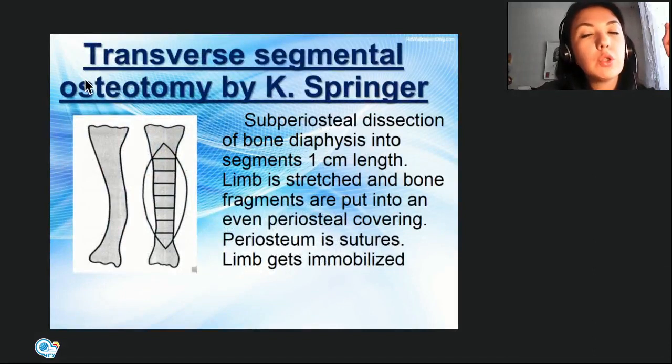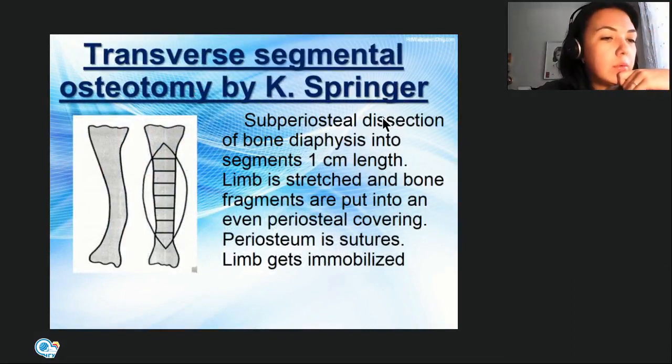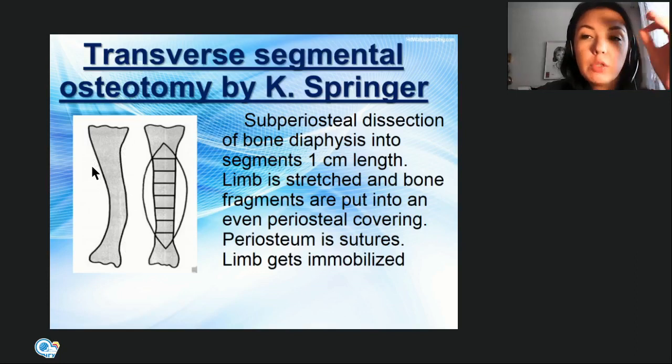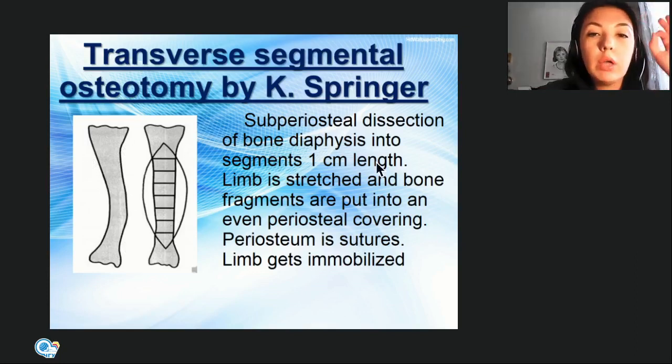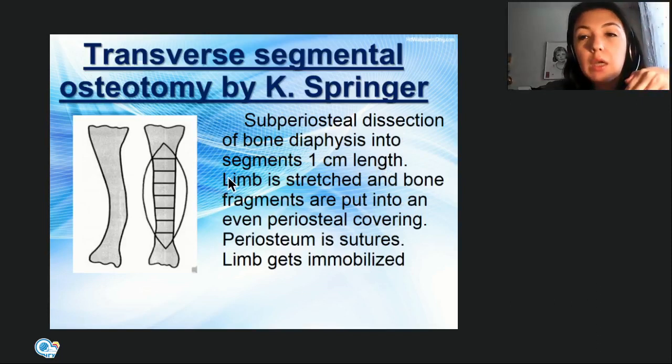Transverse segmental osteotomy by Springer. Springer is from the Czech Republic, a Czech surgeon. So again, in case of a deformity of the limb, subperiosteal dissection of the bone diaphysis is performed into segments 1 centimeter in length. Subperiosteal means that we will talk also about it later.